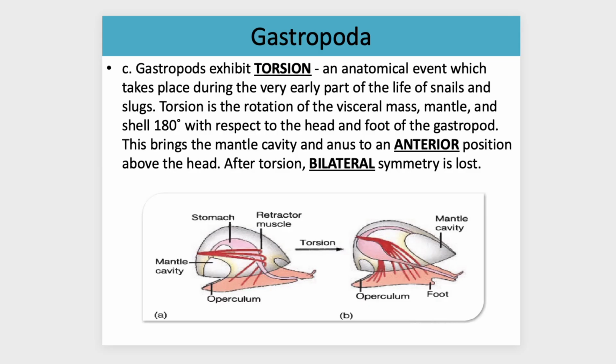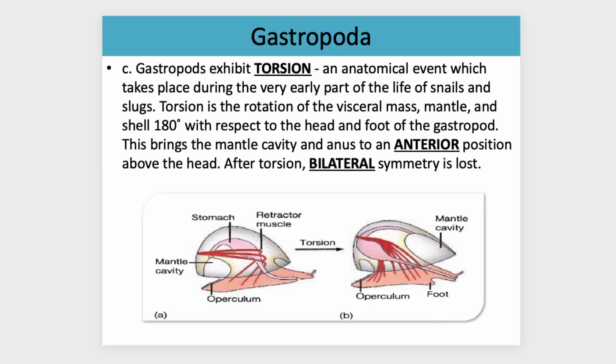Another thing that happens is once that torsion occurs, the organs are no longer symmetrical, and the rotation takes away the bilateral symmetry. So it's no longer bilaterally symmetric, which is also a disadvantage. It pushes the anus above the head, which means you're going to get risk of infection, especially in the lungs and the mouth and the food that it's going to eat. And then also you lose bilateral symmetry. So why would this organism do this? What is the actual benefit of this?